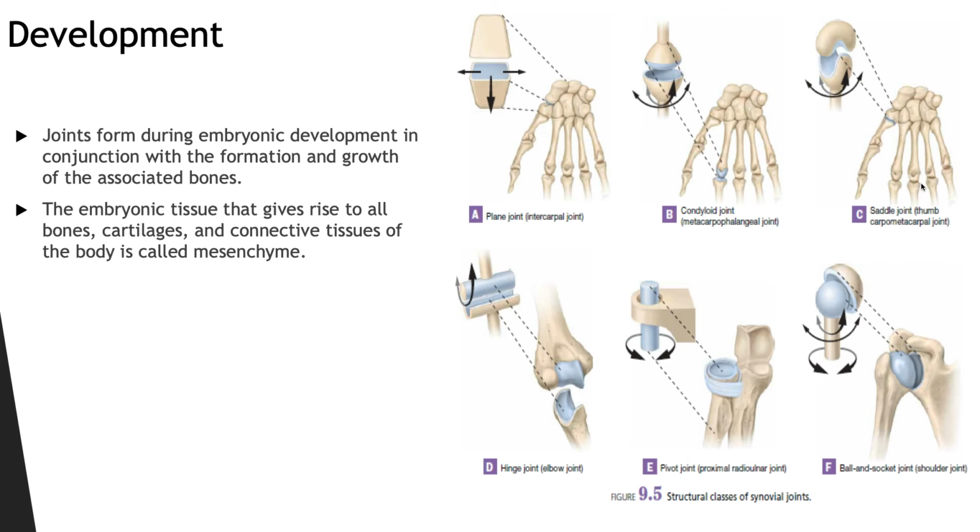The development of joints. Joints will form during the embryonic development in conjunction with the formation and growth of the associated bones. The embryonic tissue that gives rise to all bones, cartilage, and connective tissues of the body is called the mesenchyme.